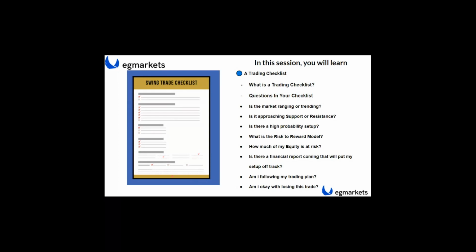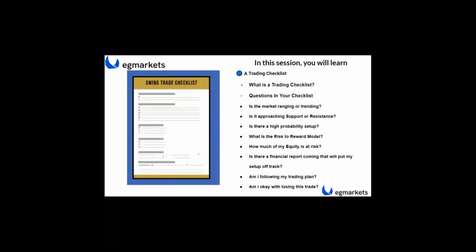What is the risk to reward model? Now, risk to reward model is basically the amount you are willing to lose to the amount you are willing to gain. Being a successful trader, you want to make your risk small and you want to make your reward much, okay? Too much reward is not good, okay? The market can give you a lot of reward, but you want to have a certain reward you are looking for in the market, okay? You want to have a certain amount of reward you are willing to make, okay?